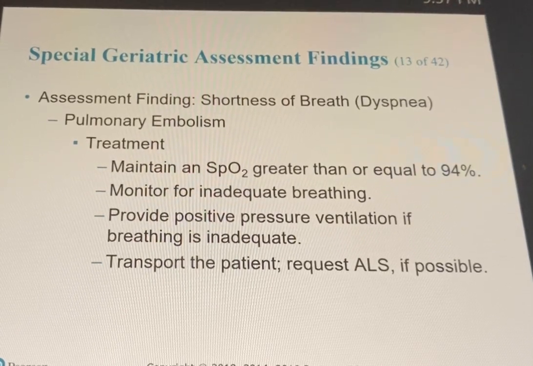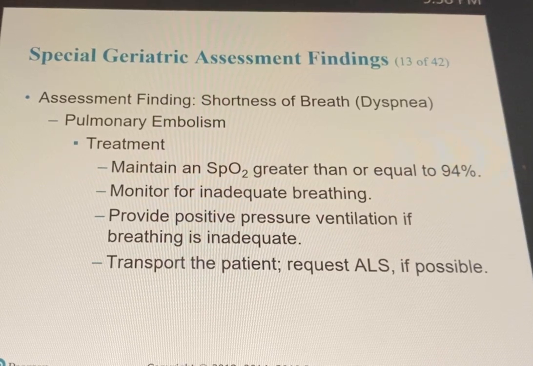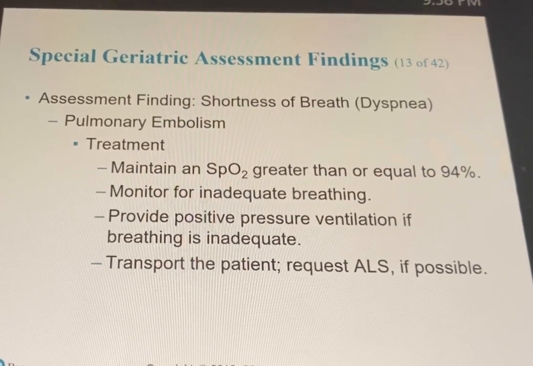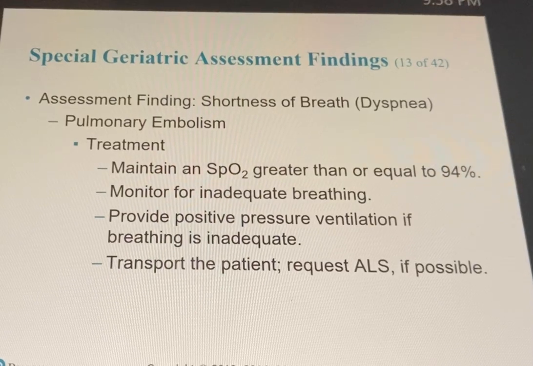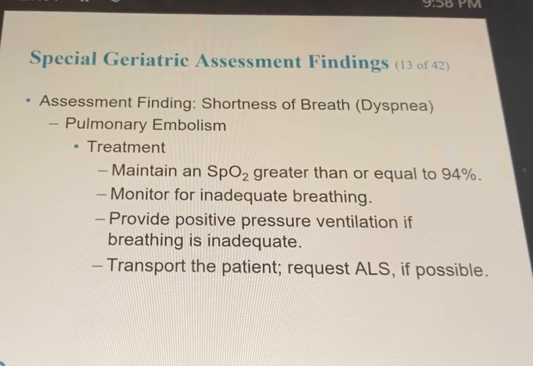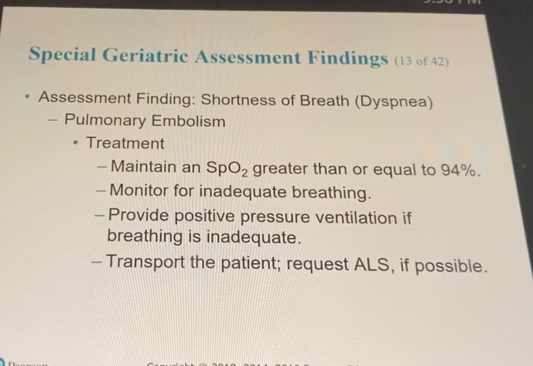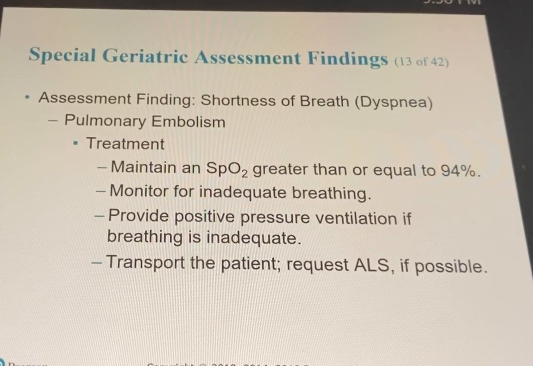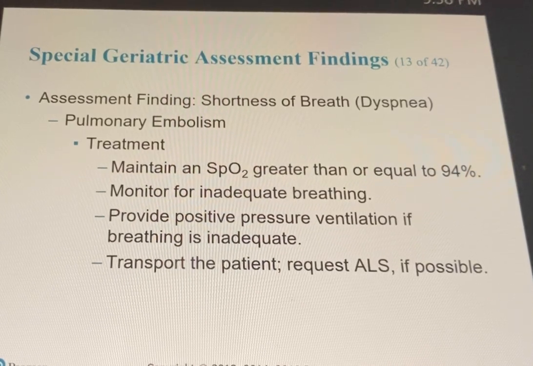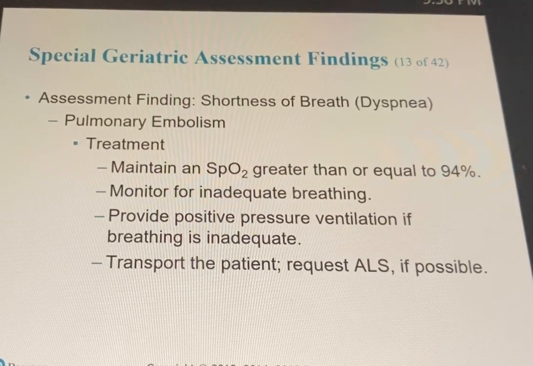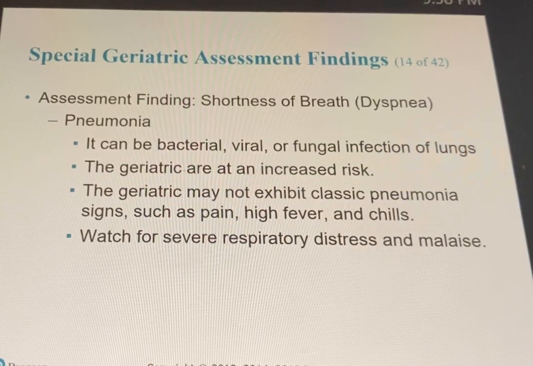Some of the predisposing factors include aging, smoking, cancer, fracture, surgery, cardiovascular disease, prolonged bed rest, and trauma. All right, we're going to treat these the same way. Maintain an open airway, monitor for adequate breathing, maintain an SpO2 of greater than or equal to 94%, positive pressure ventilation, transport, and request ALS.